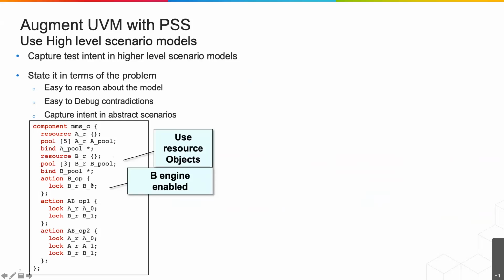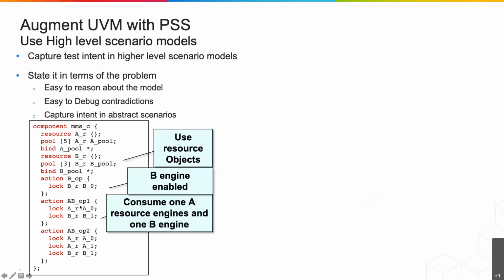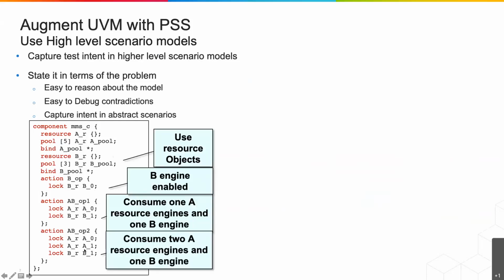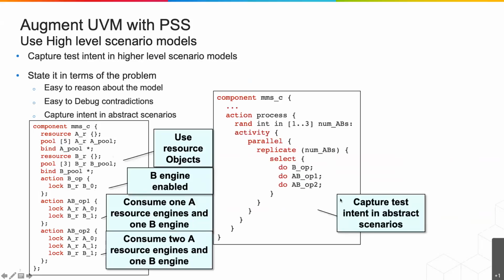For example, a B operation claims a single instance of B engine. An AB op1 claims a resource of single A engine and single B engine. And an AB op operation claims 2 A engines and 1 B engine. This model is easy to reason and debug. Now you can create more abstract scenarios for your behavior.